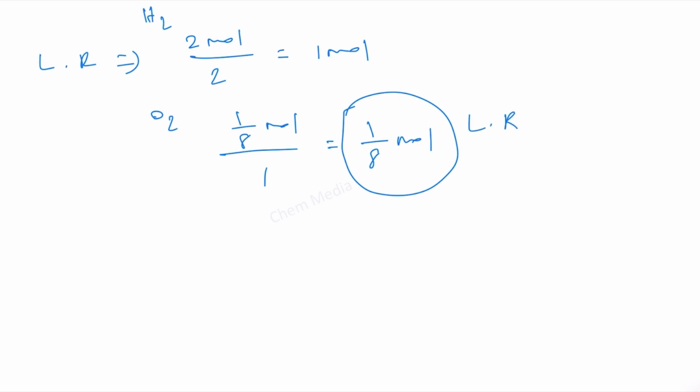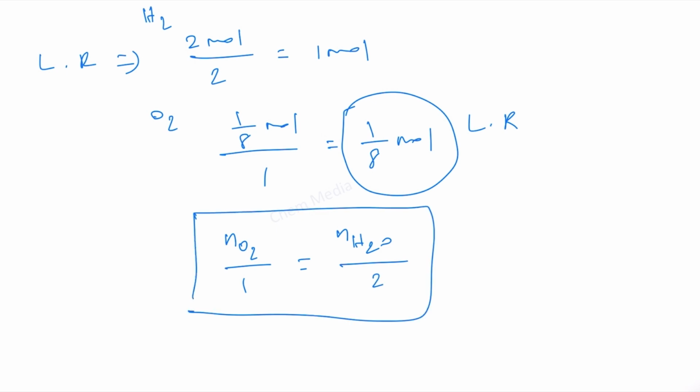So, therefore, number of moles of O2 divided by 1 is equal to number of moles of H2O divided by 2. That is how we should equate. So, this means number of moles of H2O is equal to 2 times the number of moles of O2. Number of moles of O2 is 1 by 8 moles. So, therefore, number of moles of H2O is equal to 1 by 4 moles.